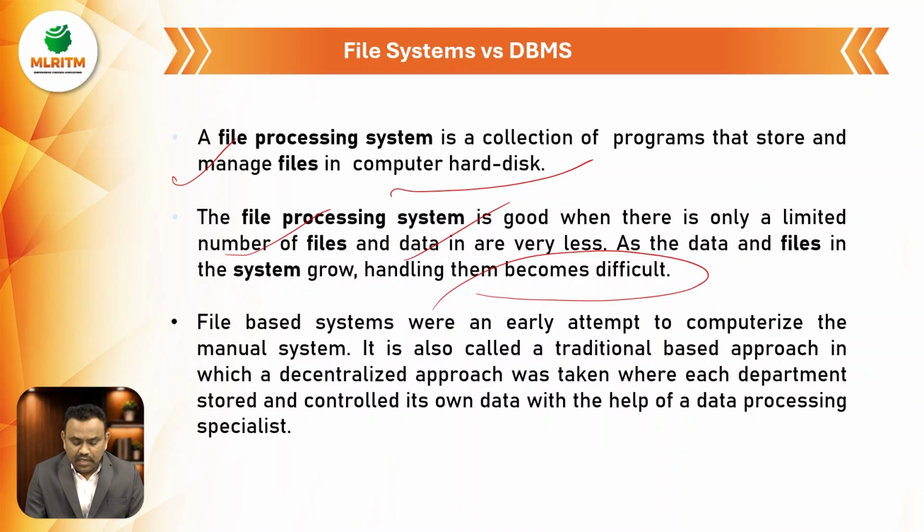Based on this, file systems were an early attempt to computerize the manual system. It is also called the traditional system or approach.